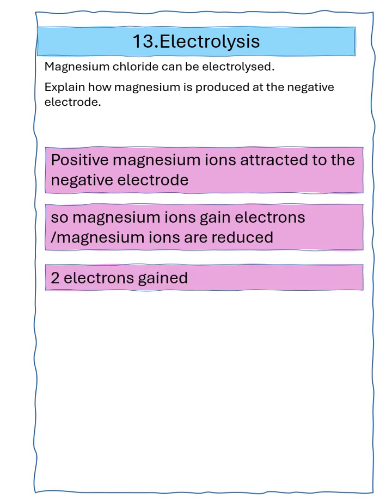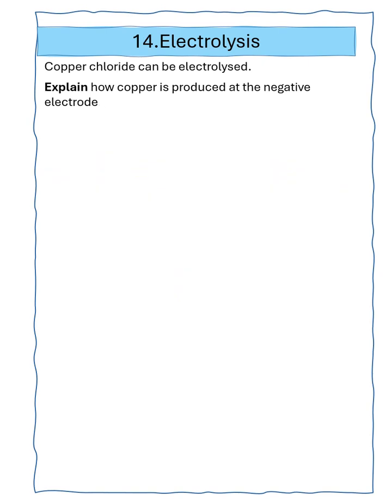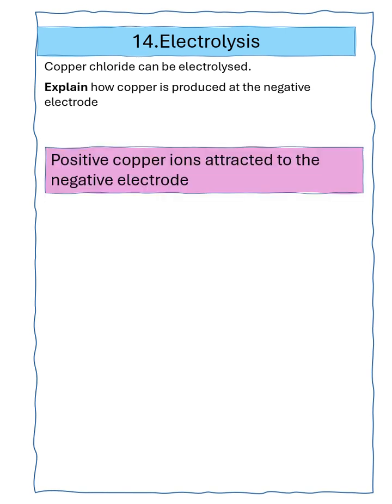And because magnesium is in group 2, it gains 2 electrons. So it becomes from magnesium 2 plus to Mg. Question 14 says copper chloride can be electrolyzed. Explain how copper is produced at the negative electrode.